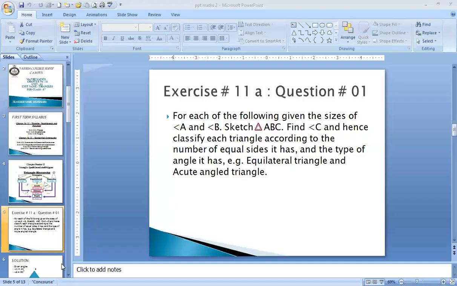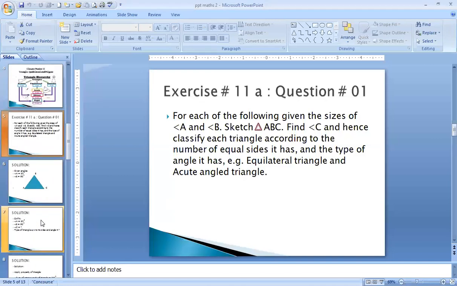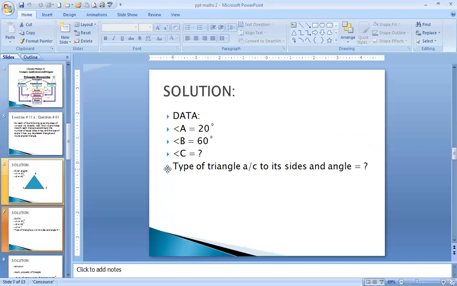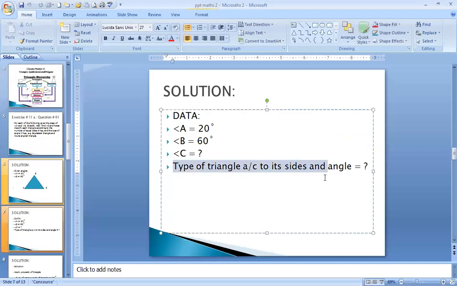Okay, then now I am going to solve my question with the help of this property. The data of my question includes angle A equals 20 degrees, angle B equals 60 degrees, and angle C's value is unknown. Also, the type of triangle according to its sides and angles is unknown.